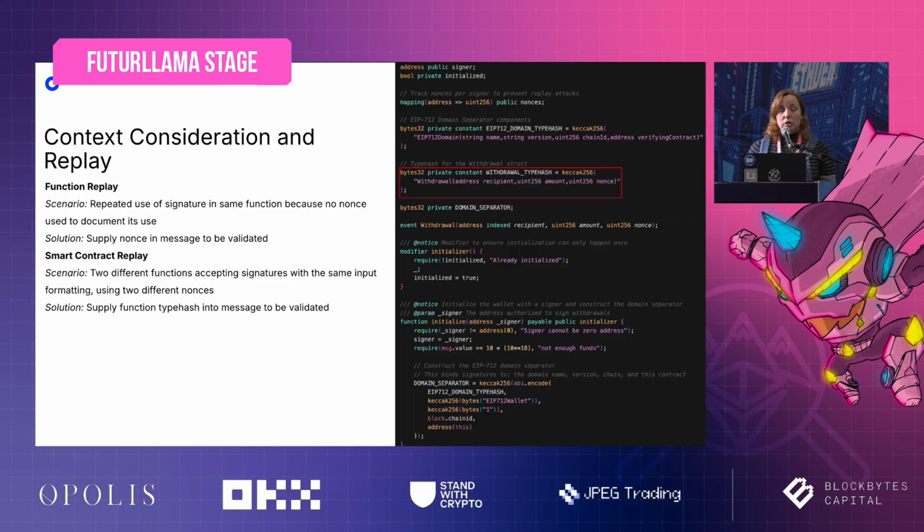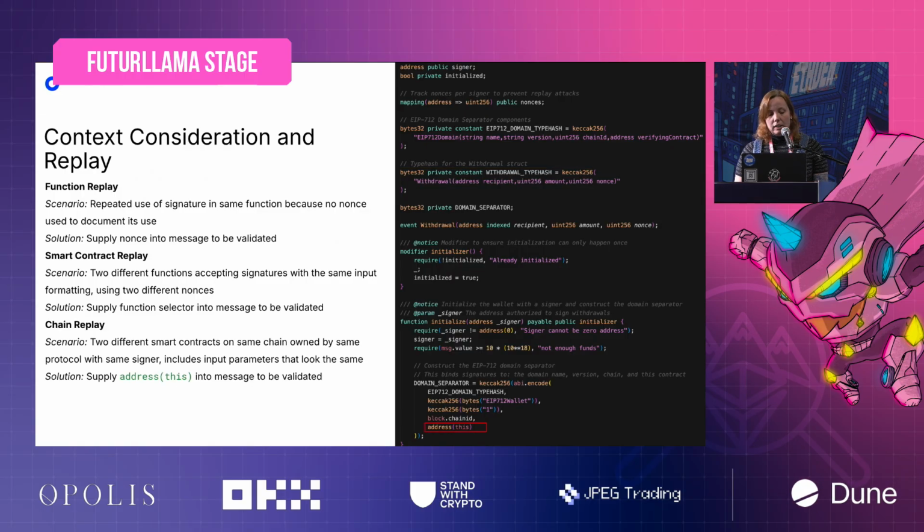Sometimes we'll have signatures that are used through multiple functions, right? It's not just one particular function. Maybe we have a deposit and a withdrawal that both require signatures. In that case, we want to include type hashes that specify which function it is we're actually interested in providing the signature for. So that's what we have highlighted here.